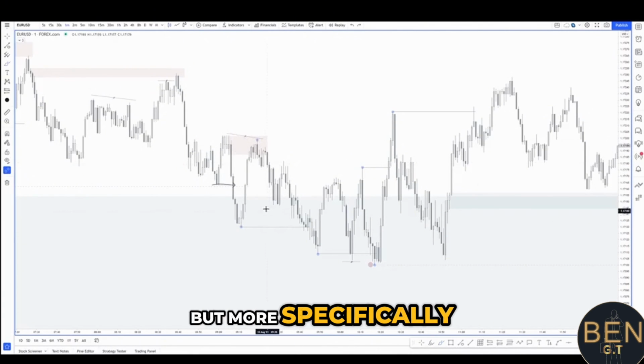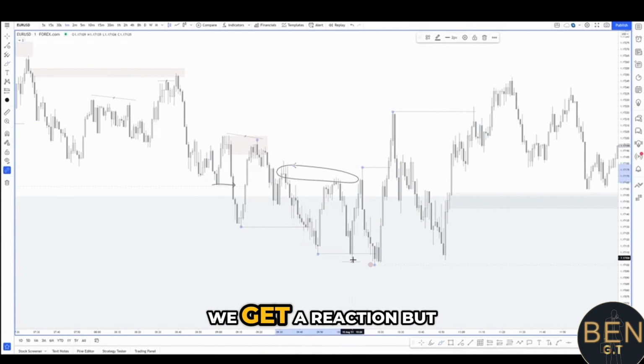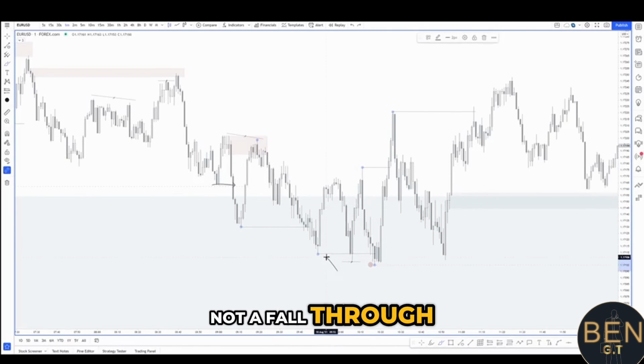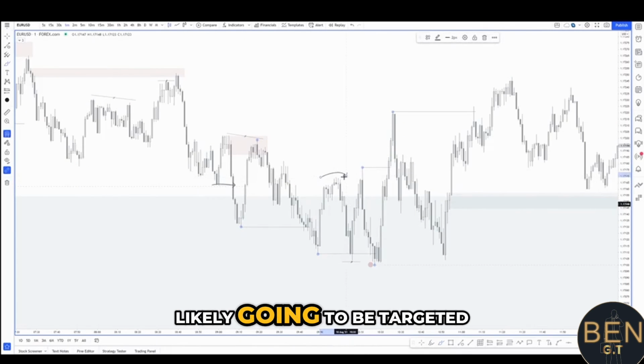But more specifically, if we're just looking at true structure, we get something like that, a real push. So we'd be able to look at something like that. What do we see? We get a reaction, but not a follow through. We don't actually break this low. Therefore, this high is more than likely going to be targeted.